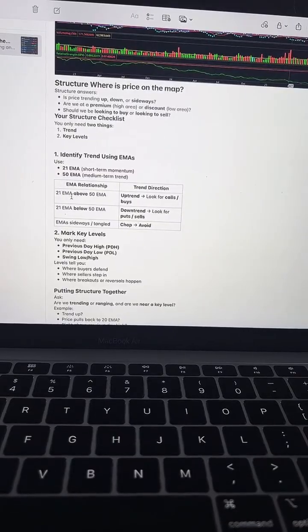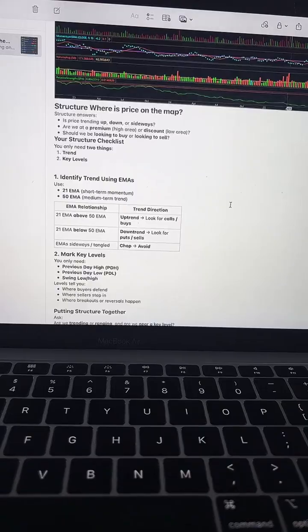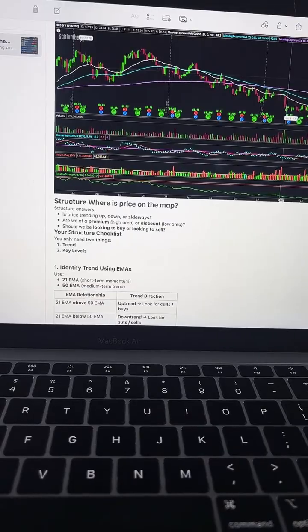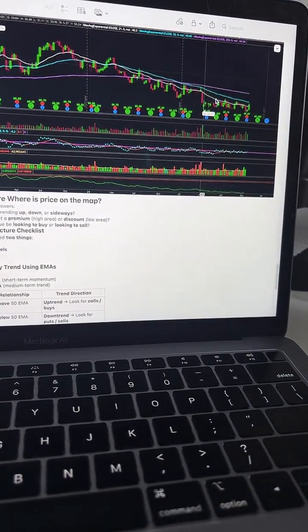If the 21 EMA is above the 50, that can suggest an uptrend and you would look for calls. If the 21 EMA is below the 50 EMA, that could suggest a downtrend and look for puts or to sell. If EMAs are sideways, tangled, it's choppy. Avoid that. So on the SLB, the 21-day is under the 50, that could suggest a downtrend.